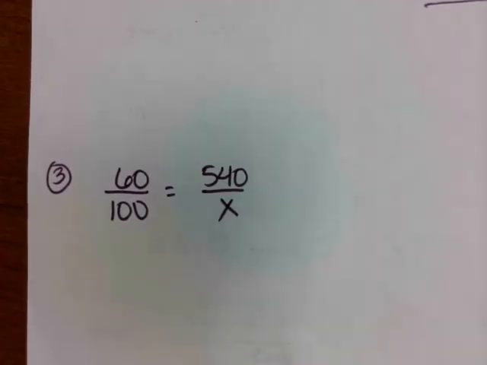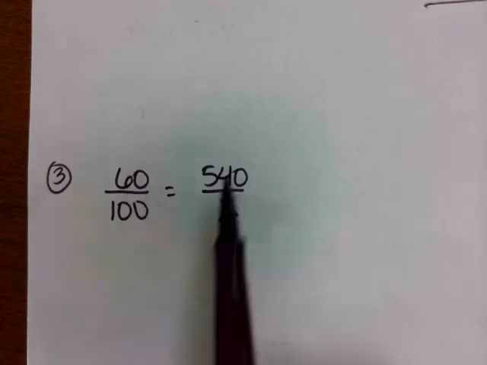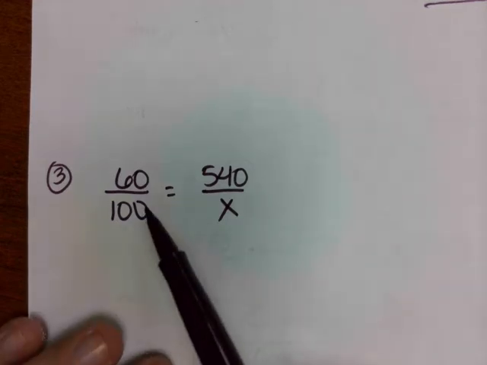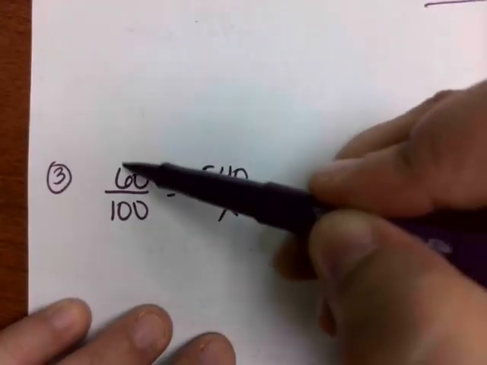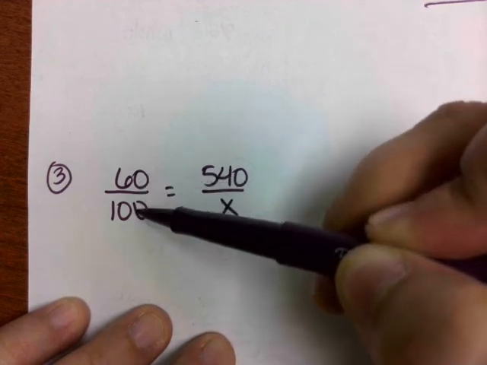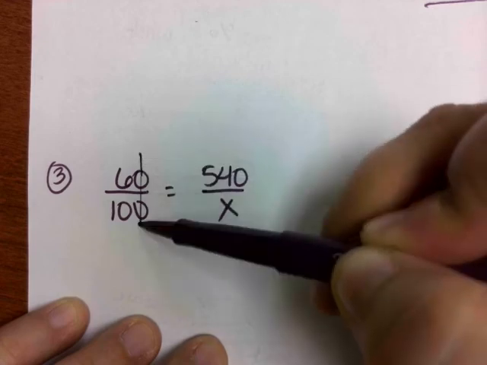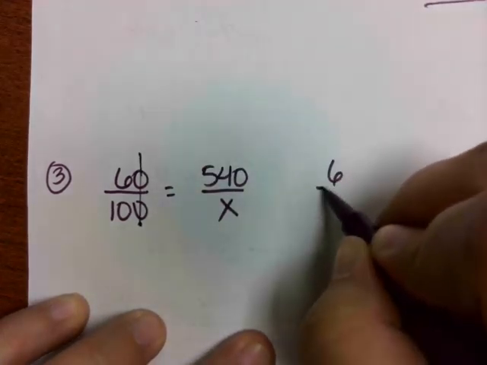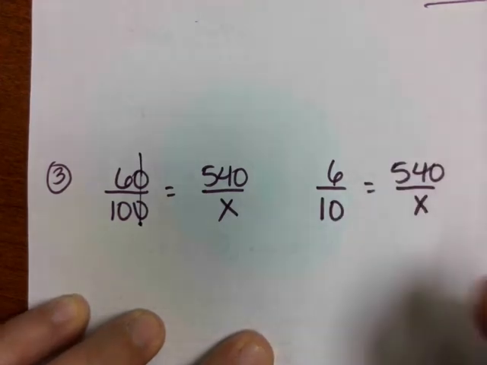All right, and then now we are going to try to find that relationship going across from 60 to 540. Now, hopefully you can see that relationship, but if you can't, let's try to simplify first, because I definitely don't want to cross multiply these two and have to divide by 60. So I'm going to simplify this. Again, just like on number 1, both of these numbers end in a 0, so I can very easily cross those off like that. It's the same thing as dividing by 10. So 6 over 10 equals 540 over x.